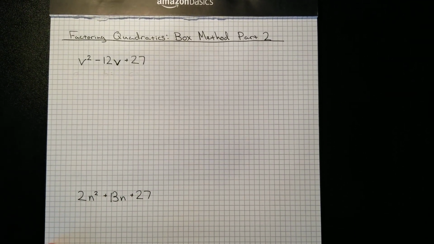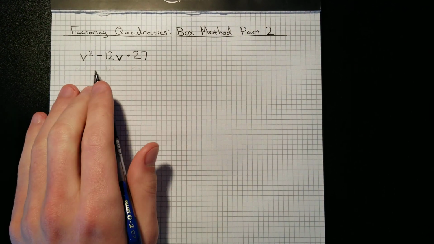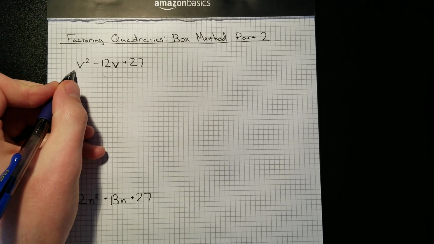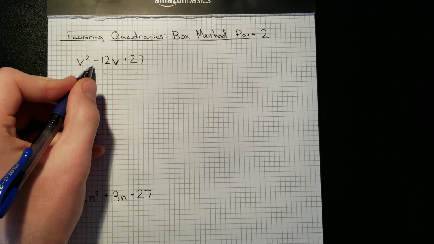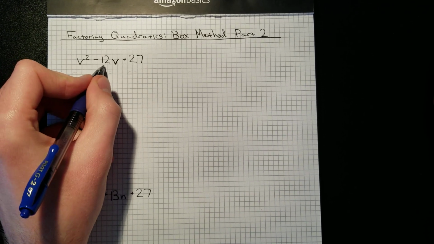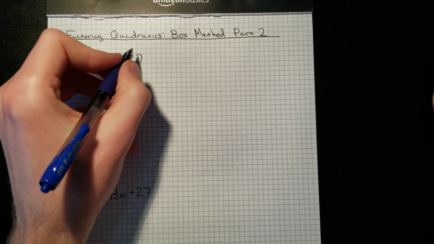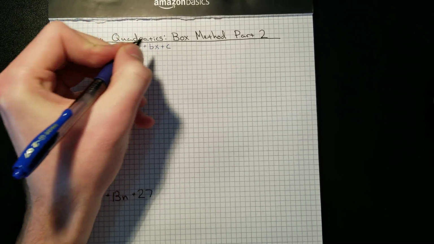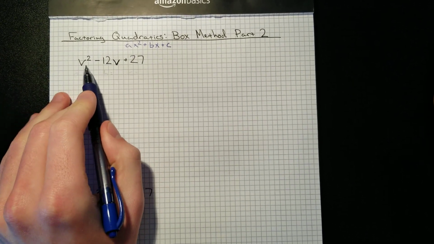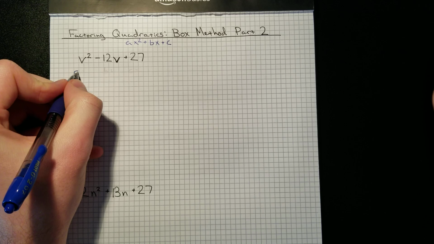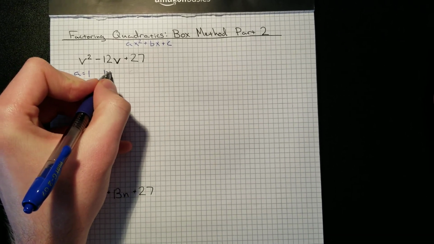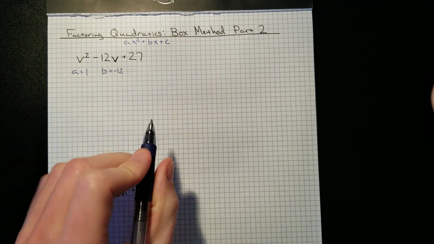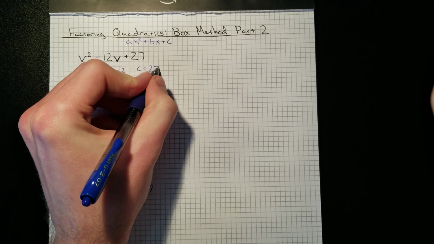For this first example, remember the first thing you always want to do is think about these in terms of ax squared plus bx plus c, or in this case, a times v squared plus b times v plus c. That's what we work with, and we need to figure out a, b, and c. A in this case is 1, b is negative 12, and c is 27.